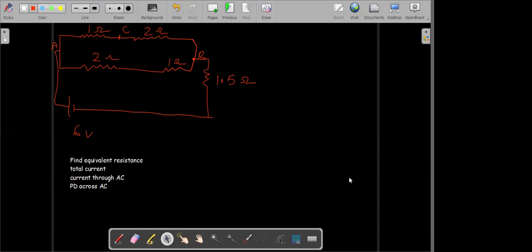Equivalent resistance. Okay, what is the equivalent resistance? Sir, 1 by Rp equals 1 by R1 plus 1 by R2 plus 1 by R3. But what's the equivalent? How much do you get? So is this 0.83? No, sir, 2. 0.5, no. Sir, 4 resistances are there.